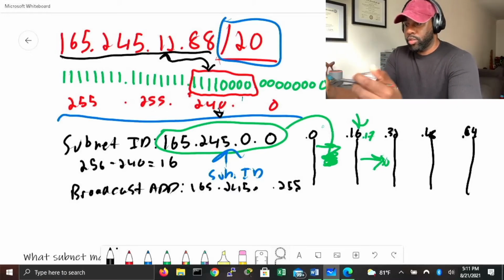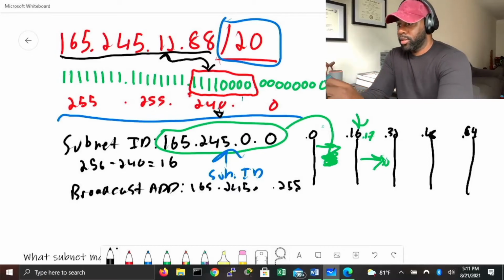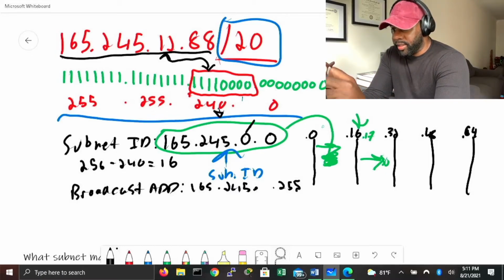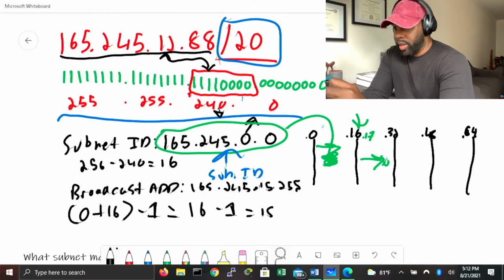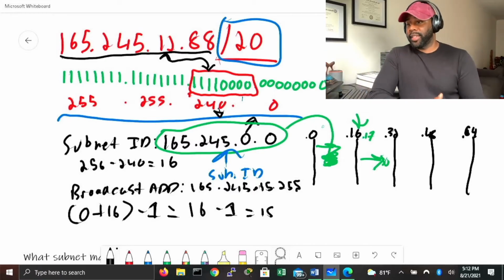So what's the group size? 16. So we're going to add this up: 0 plus 16, and then, order of operations, minus 1. This is going to give us what? It's going to be 16 minus 1, which is equal to 15. So we know that to be the broadcast address, right?